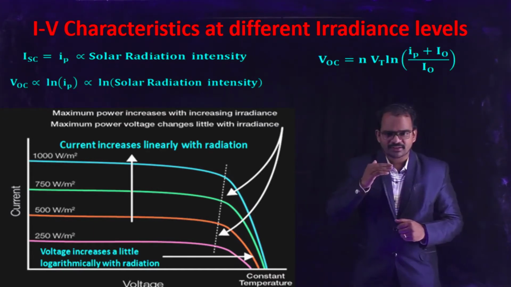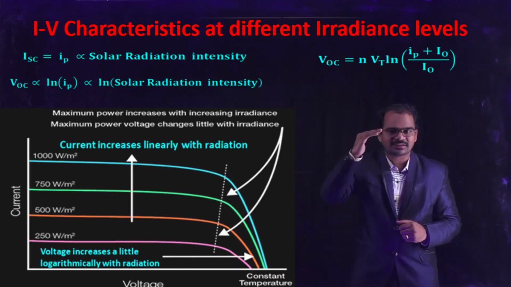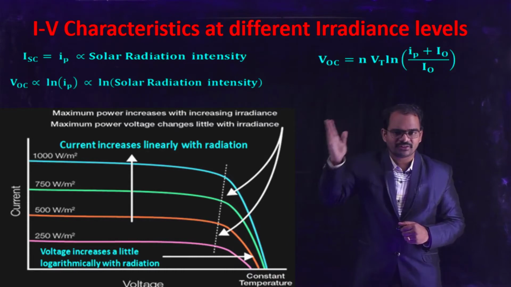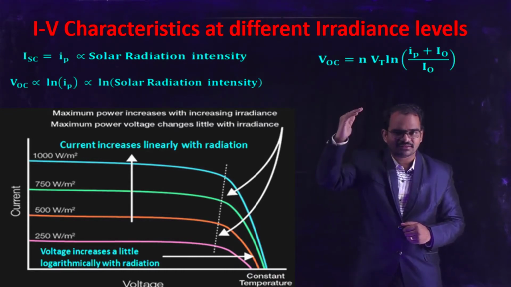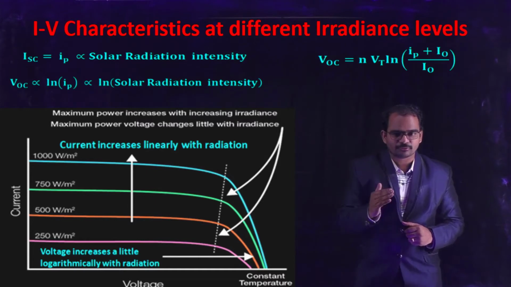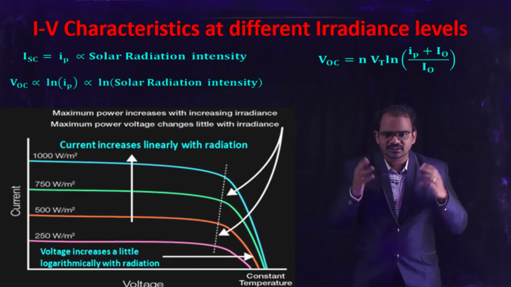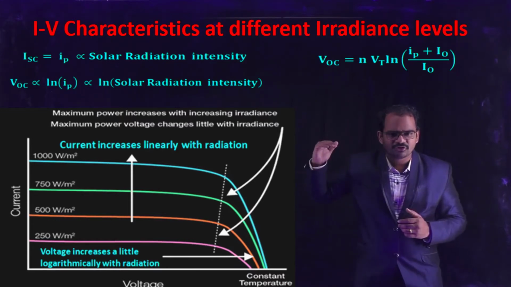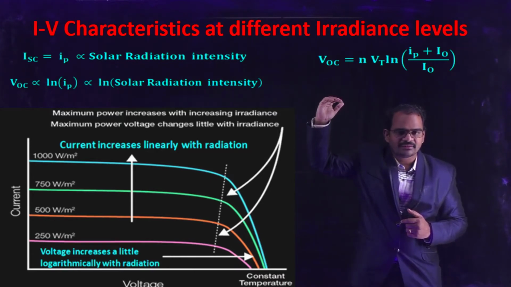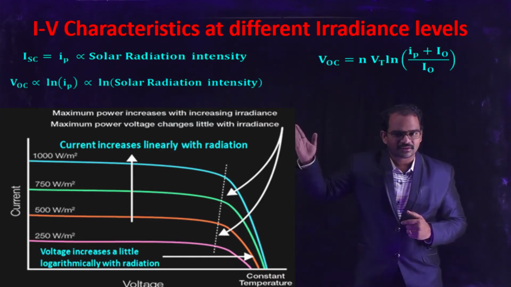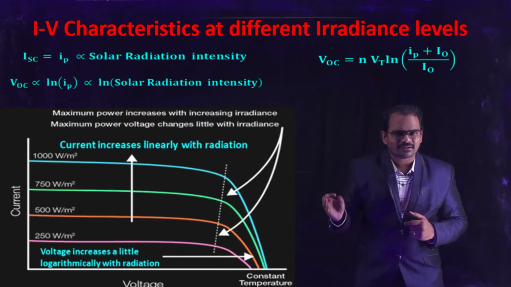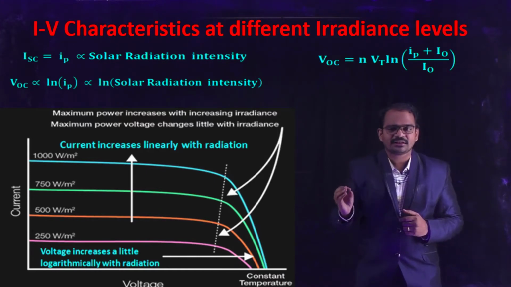Right. Now, as the radiation further increases to 750 watt per meter square, that red curve is shifted to the green curve. Again you can see the short circuit current increases linearly with the solar radiation intensity, whereas the open circuit voltage on the x-axis changes only slightly. And again, the radiation is further increased to 1000 watt per meter square, and the curve shifts upwards. Again, the current increases in proportion to the solar radiation intensity, and you can see on the x-axis that the open circuit voltage increases slightly.